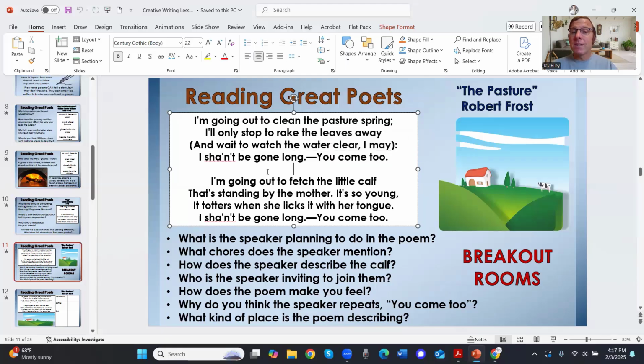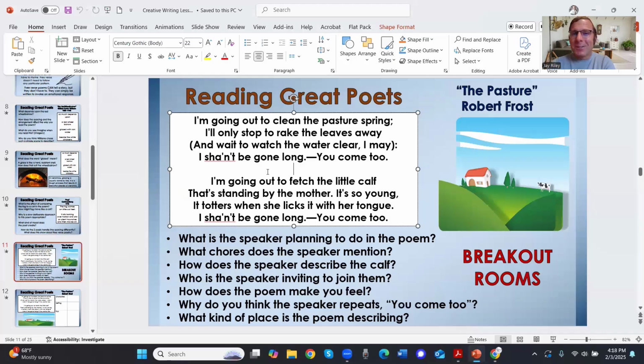So one of the things that I noticed right away is Frost's use of repetition. He's speaking directly to the reader, saying, I'm not going to be gone long. Come with me. So he's inviting the reader to come and have this experience with us. But the thing that we notice here is that he's telling a story, right? We've got a setting. It's the pasture. It's springtime. He's going to rake the leaves away. I imagine that this brook or this creek is clogged up by the leaves that have fallen and lay there, perhaps under snow throughout the winter. And he needs to clear those leaves away to get the water moving again.